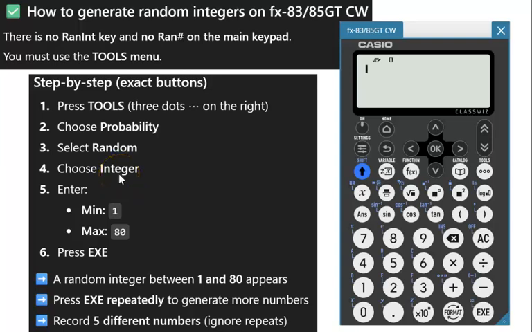For the previous example, we know there was 80 people in the club, so the minimum value would be 1 and the maximum would be 80. Press EXE, which is down at the bottom right corner here. A random integer between 1 and 80 appears. Press EXE repeatedly to generate more numbers. Record 5 different numbers, so ignore any repeats if there are any.